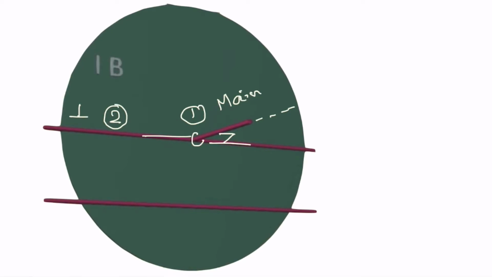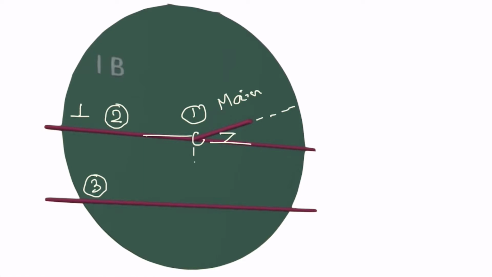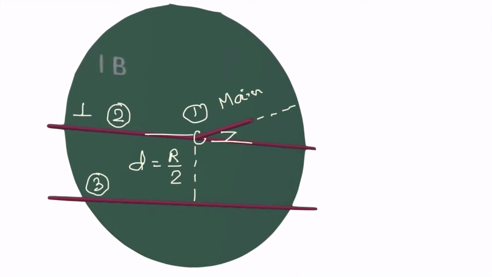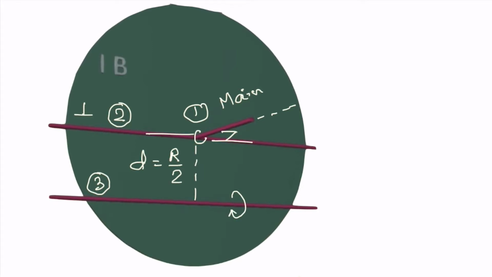And there is another axis, axis 3, which is given to be at a distance r by 2. The distance between the second axis and the third axis is r by 2. And the disk actually rotates about this axis. Now let us go for the calculation.